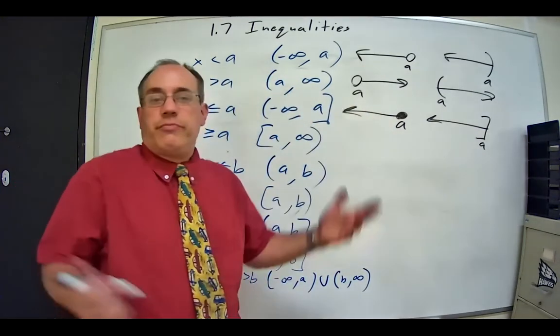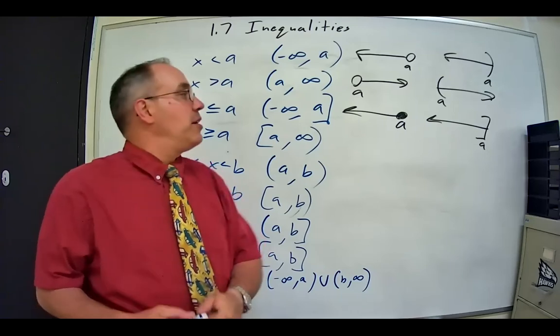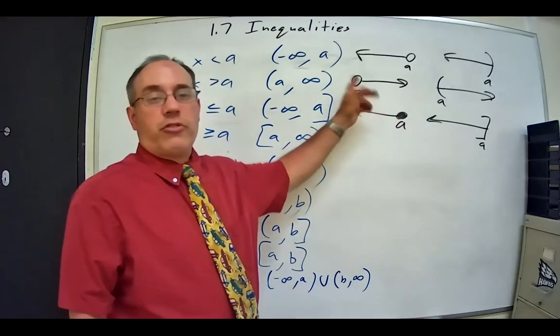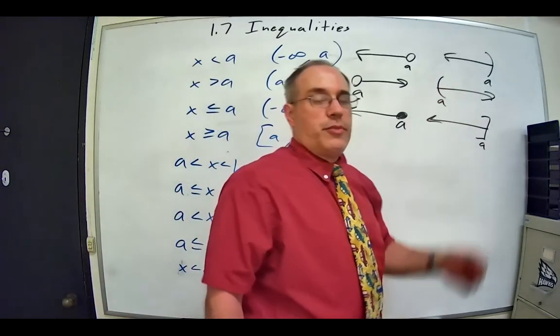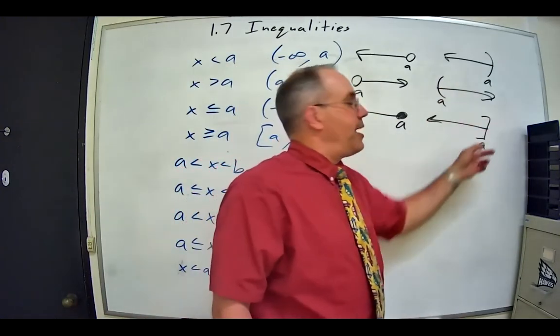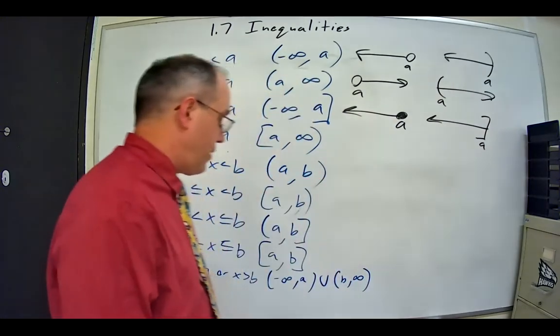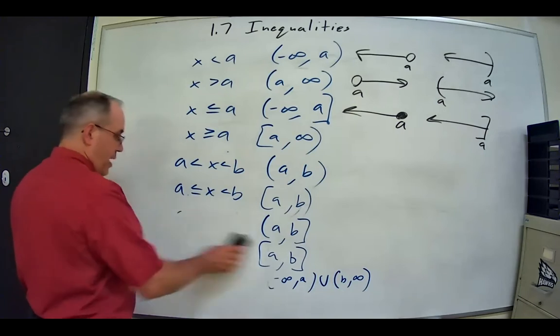Doesn't matter which you use, as long as you use one or the other and you use them properly. So a filled in circle means that the value is included, an open circle means the value is not included. A parenthesis means the value is not included, a square bracket means the value is included. So let's go to another example.